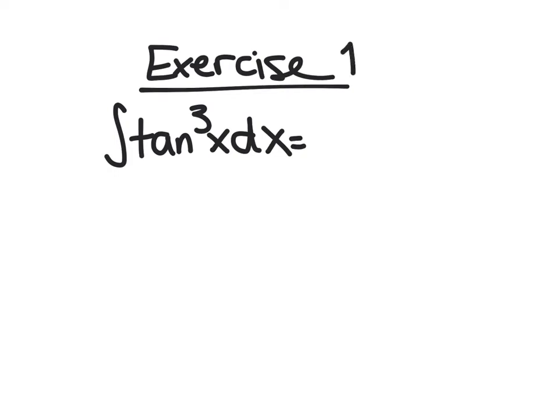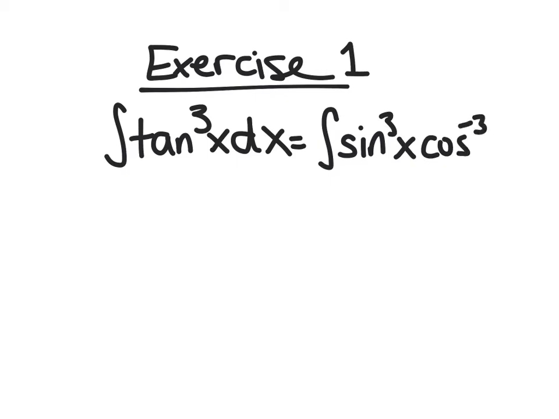For your first exercise, I want you to integrate tangent cubed, but I'll give you a hint. You're like, how does that apply to what we just did? Remember, tangent is sine over cosine, so this is sine cubed over cosine cubed, or sine cubed x times cosine to the minus 3x dx. Both of these are odd, so you can reduce whichever one seems easier to you. So pick one, use that first method, and see what you can get for this integral.